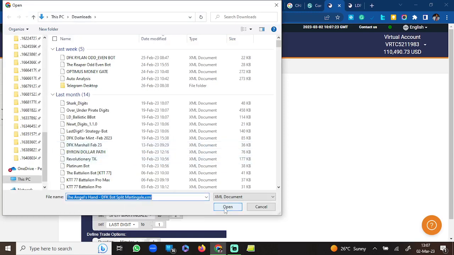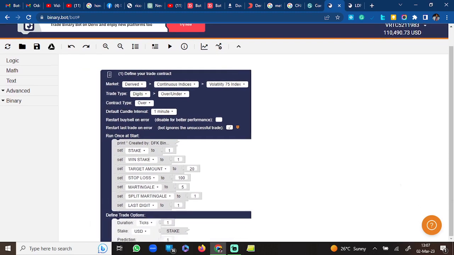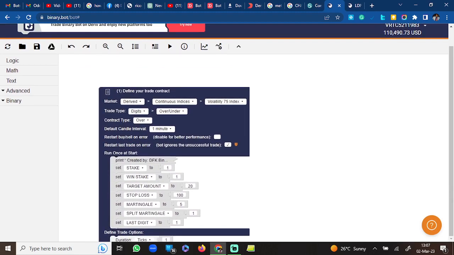It has a split martingale, meaning the martingale is split into two. But if you want it to do martingale once, you just edit these two once. It will do 5 once. It won't split. But that one is risky if you have a small account or if you are staking high.